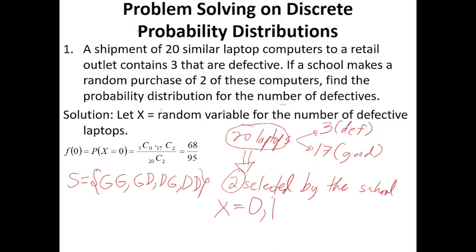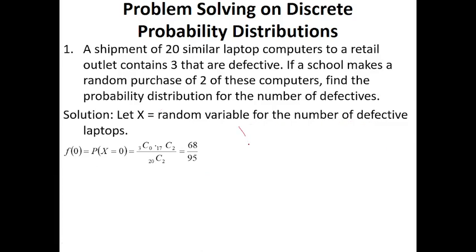Yung laptop, di ba? So dito, value ng x, good, good, sabihin niyan, 0. Dito ay good, defective, 1 defective. Defective, good, 1 defective. Defective, defective, 2 defectives. Okay? So 0, 1, and 2. Yun ang lahat ng possible values ng ating random variable. Okay? So we can proceed. So we have 3 possible values of our random variable.